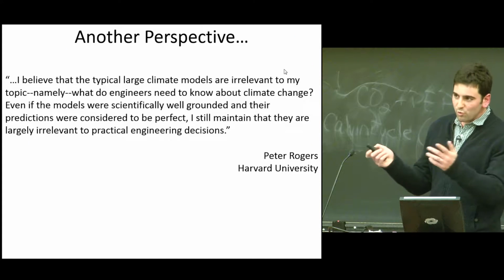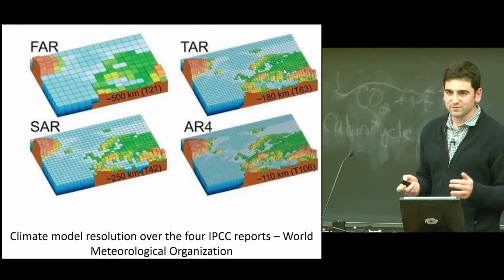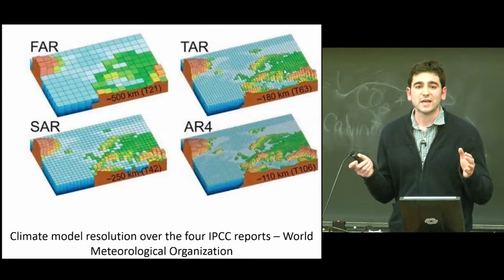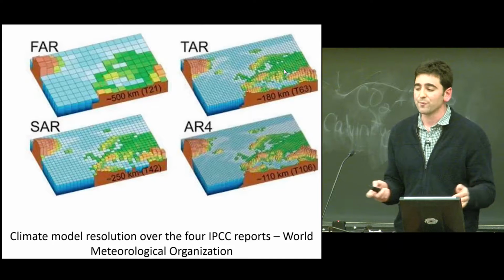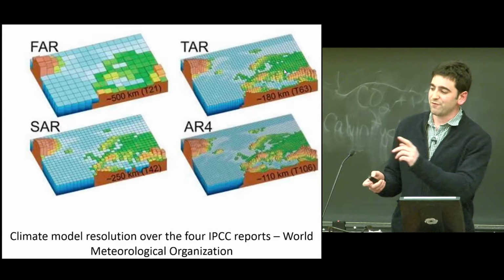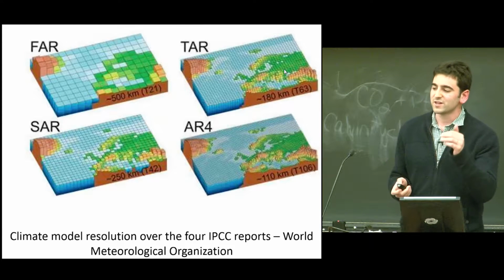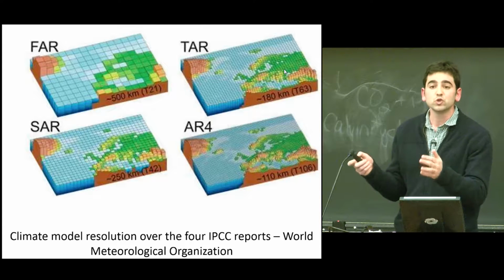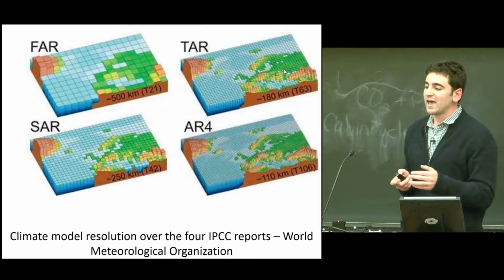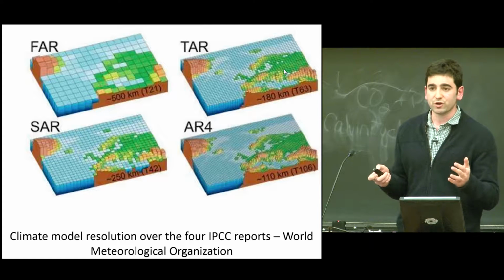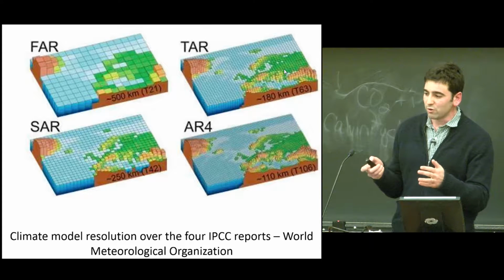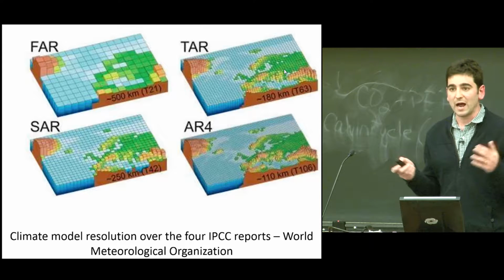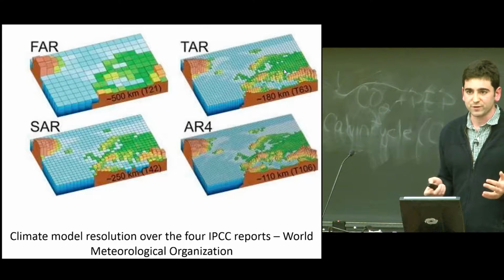So when Peter Rogers made his comment, it was a long time ago, and the climate models were maybe not nearly as good as they are now. So what we're looking at here, the FAR, SAR, this is the first, second, third, and fourth climate assessment and the average resolution of the climate models in these. And what this is supposed to be a map of is Europe. In the top left, you might not know that, but if you look at the bottom right, you do. And you can see a lot of the topography really pulling out in the resolution of these models.